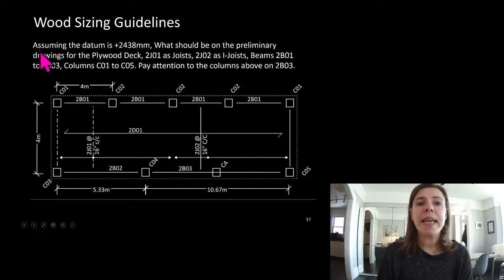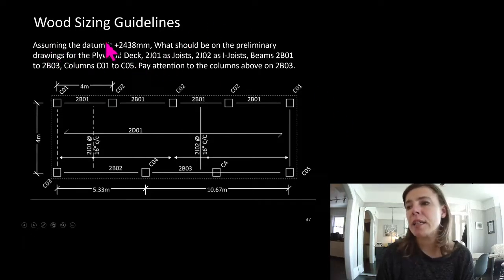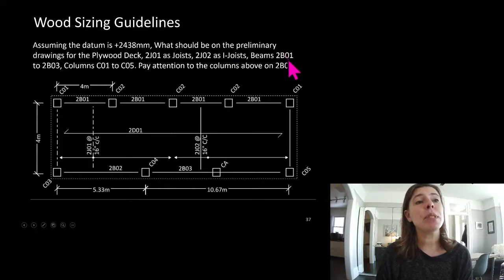So let's do an example with a plan the same way we did with our steel one. So it looks pretty similar. We have different dimensions, and I've given us a few different bits of information here. So the question asks, assuming the datum is 2.438 millimeters floor to floor, what should be on the preliminary drawings for the plywood deck? 2J01 as joists, 2J02 as I-joists, beams 2B01 to 2B03, and the columns C01 to C05. Pay attention to the columns above on 2B03.